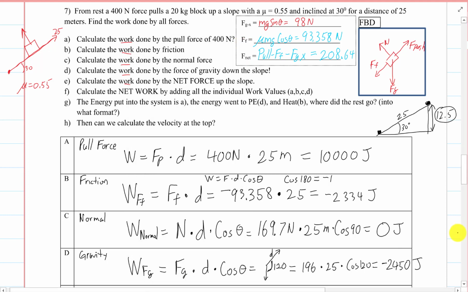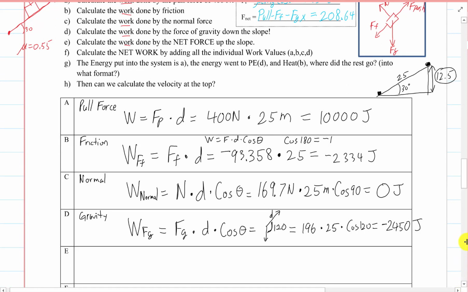So the work done by the net force is the next one. Now the work done by the net force up the slope, since we have the net force is 208, work done by the net is going to be F net times D. Okay, they are in the same direction, so I won't even put the cosine there. This is 208.64 newtons times the D, which is 25, which is equal to 5216 joules.